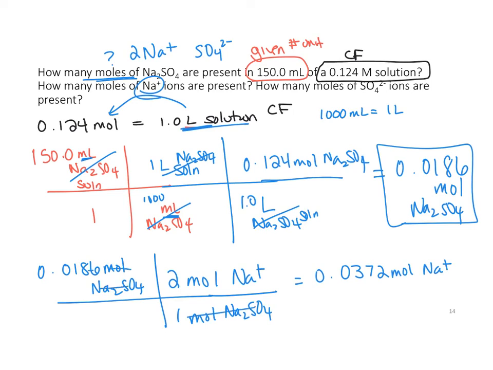How many moles of sulfate are present? Well, we have 1 mole of sulfate, so we're going to have 0.0186 mole of sulfate anion.